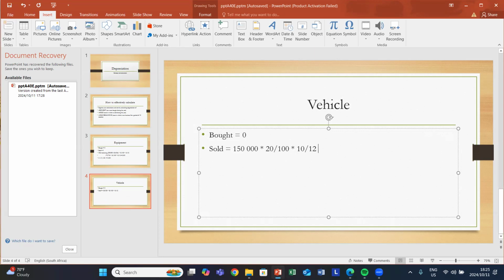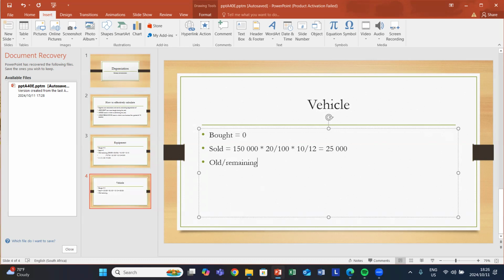So let's include it in our calculator. 150,000 multiply by 20%, multiply by 10 over 12. And then we'll get 25,000 rand. So 25,000 rand is the depreciation of sold. And then we go to old or remaining.